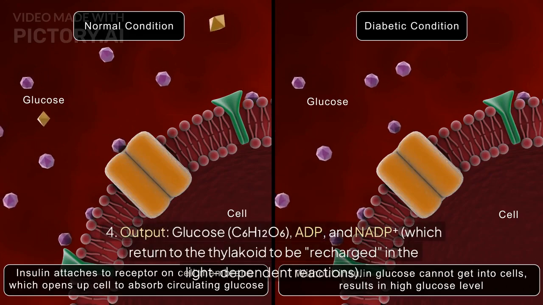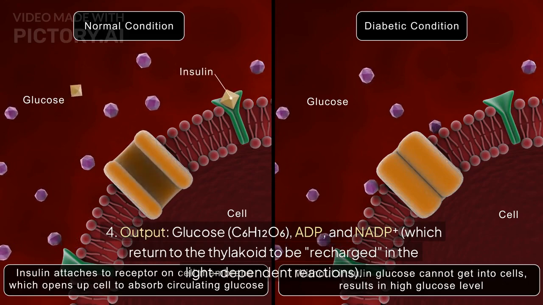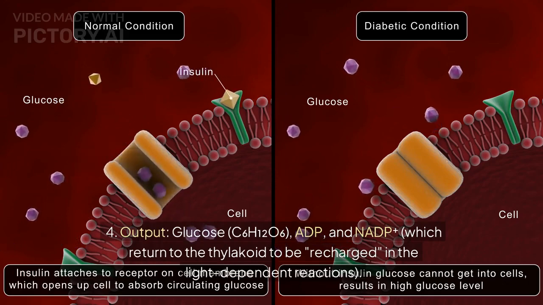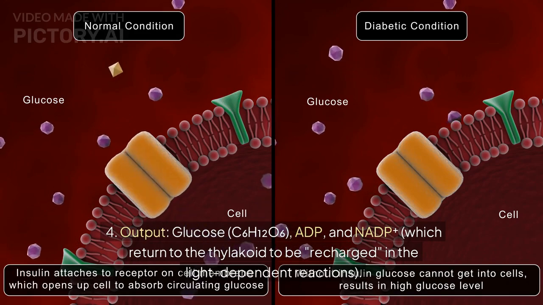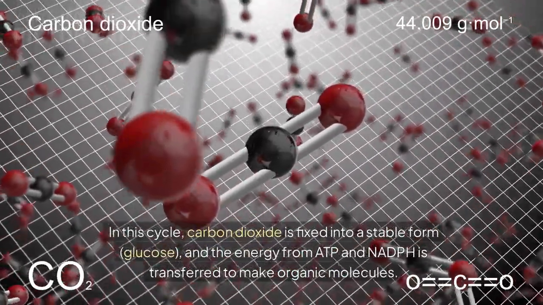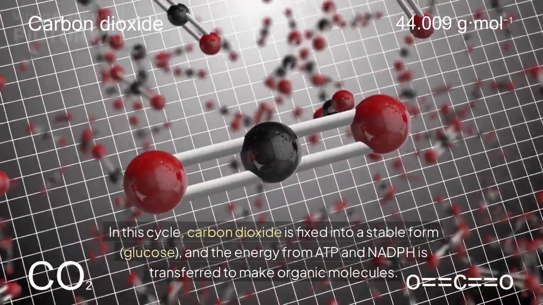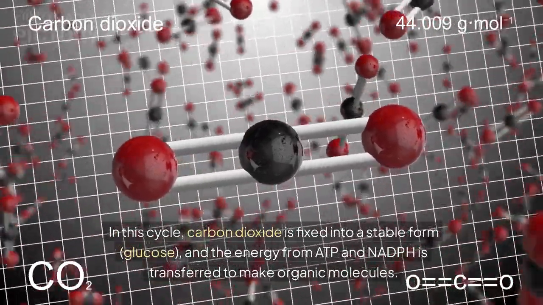4. Output, glucose, C6H12O6, ADP, and NADP+, which return to the thylakoid to be recharged in the light-dependent reactions. In this cycle, carbon dioxide is fixed into a stable form, glucose, and the energy from ATP and NADPH is transferred to make organic molecules.